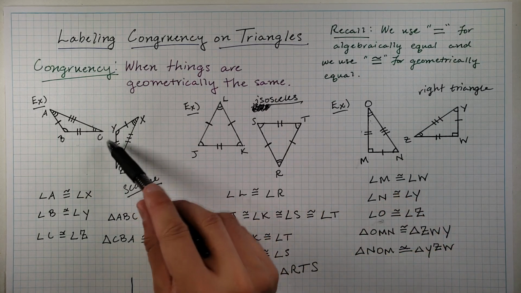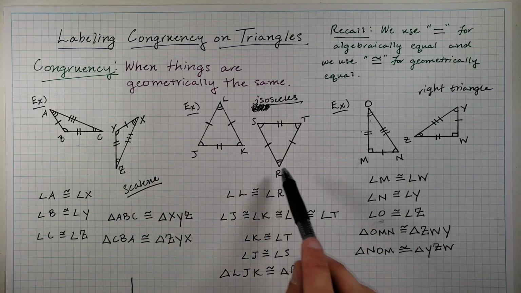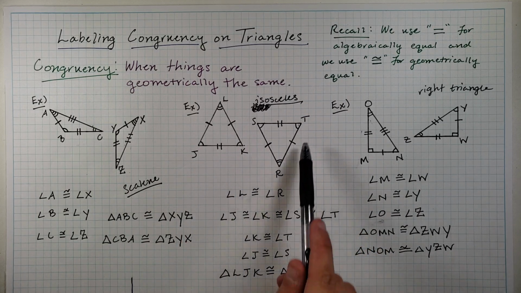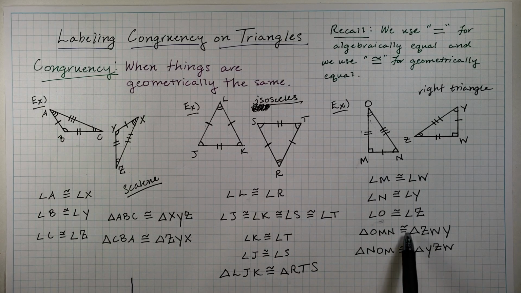All right, guys, so that's pretty much it. We're just labeling, and then we're saying some facts about the angles being congruent and the triangles being congruent.